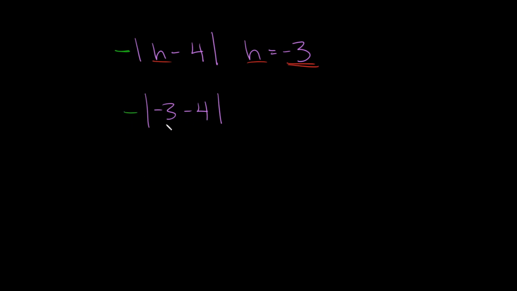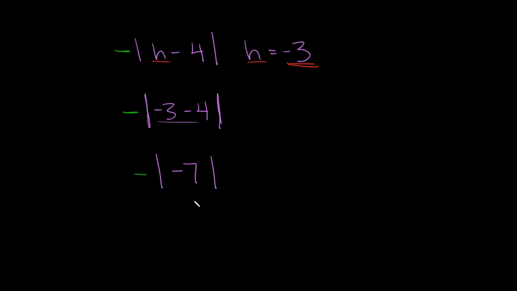All right, now we can simplify what's inside right here. So what's -3 minus 4? That would be -7, okay? And again, let's bring down these absolute value bars. And lastly, let's bring down this negative sign out here in front. Okay, so now we have the negative absolute value of -7.